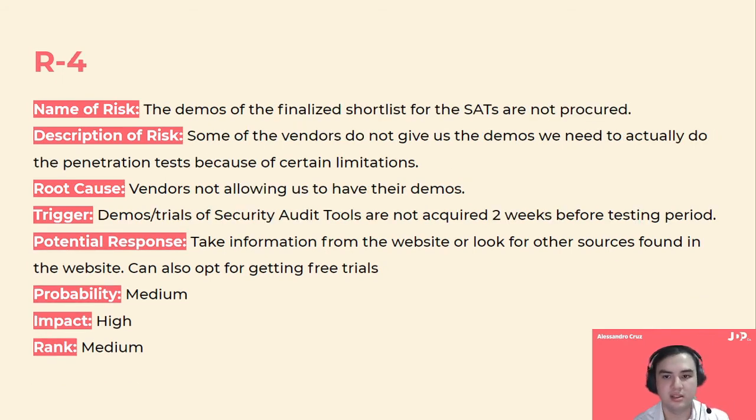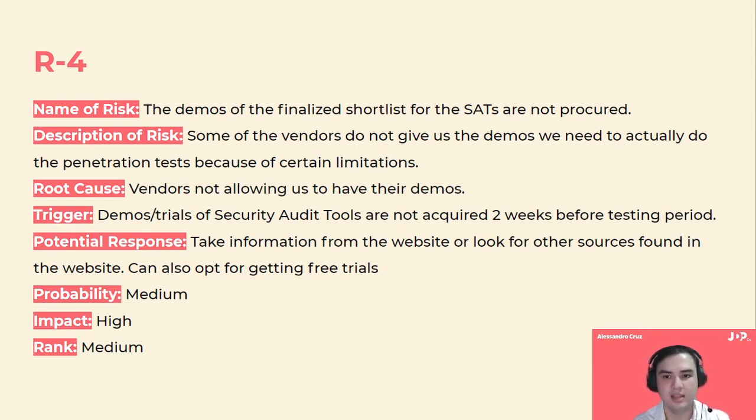For our second risk, we have R4. It is named the demos of the finalized shortlist for the SATs are not procured. In order for us to give a better analysis and presentation, we would like to procure the demos of the SATs to give a better understanding as to why we chose them. Plus, it gives the stakeholders a better idea on what they will be expecting.